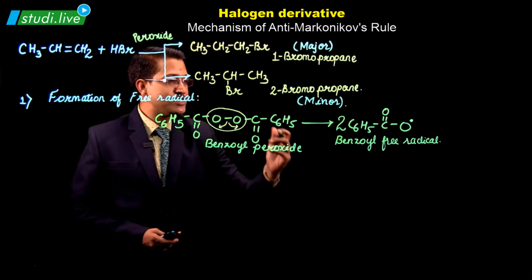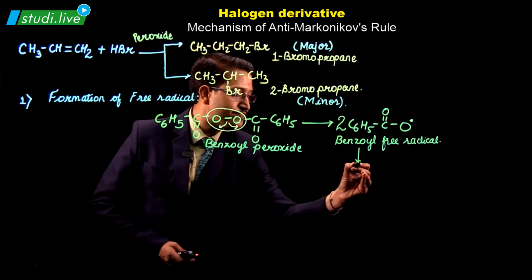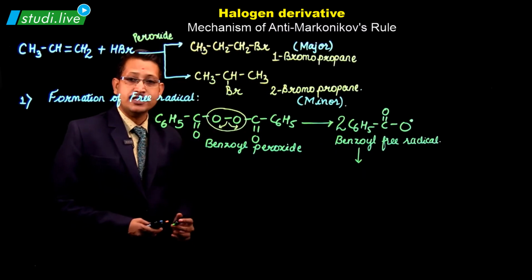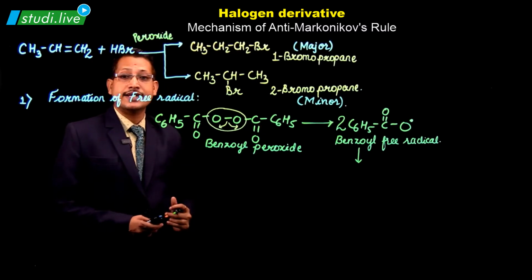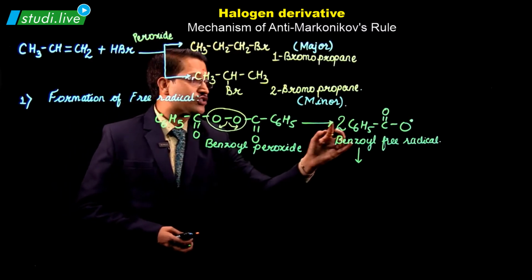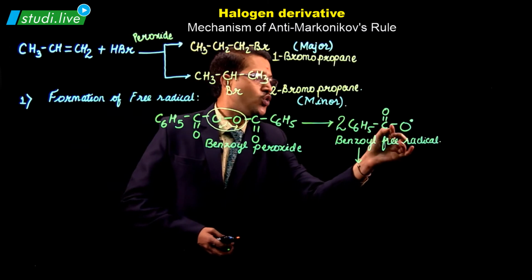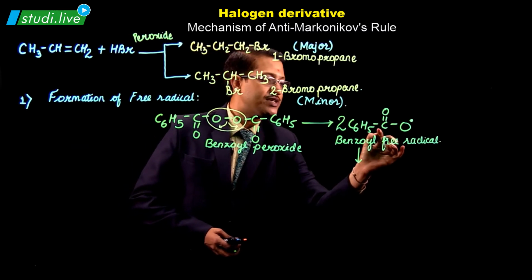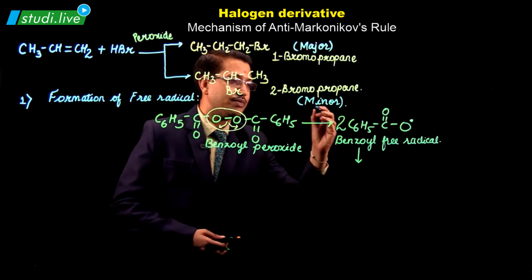Now from this benzoyl free radical, what happens? Carbon dioxide is released from this benzoyl free radical. You can see carbon dioxide here, O double bond C double bond O. Basically what happens exactly, I'll tell you with the mechanism.